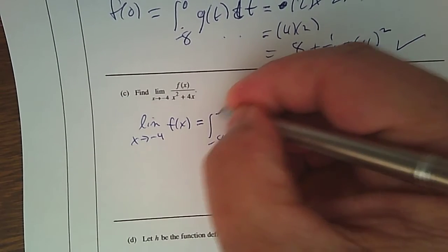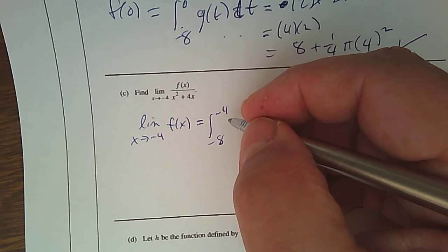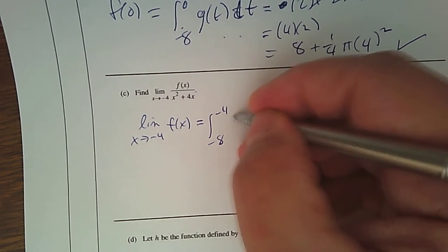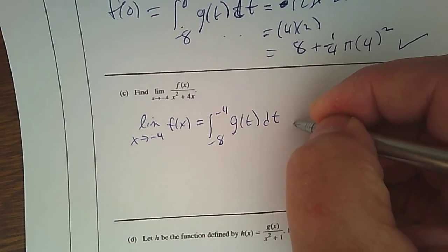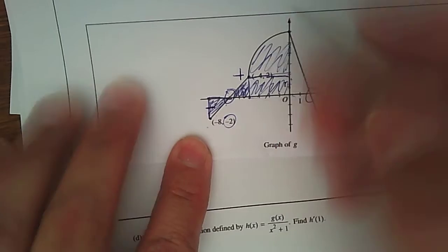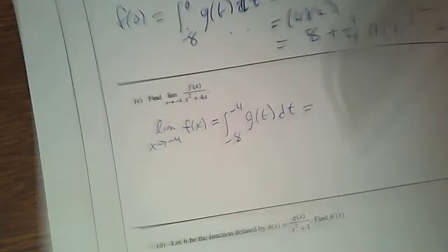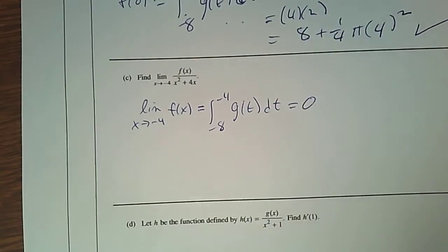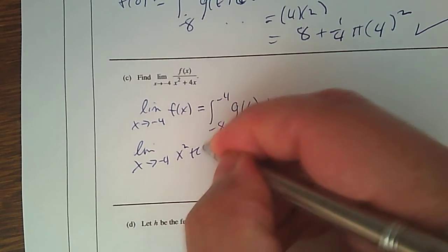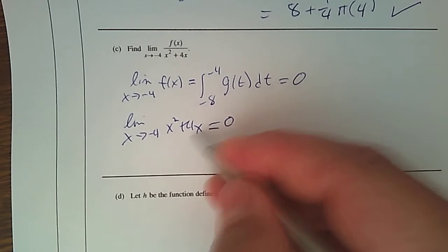So from negative 8 to negative 4, what is the area from negative 8? Well, negative 8 to negative 4, we kind of did this already. The above matches below, they cross out, so that answer is 0. And when I look at the denominator and I plug in negative 4, guess what? That answer is also 0. That's 16, take away 16.